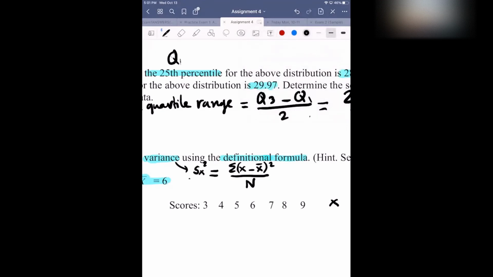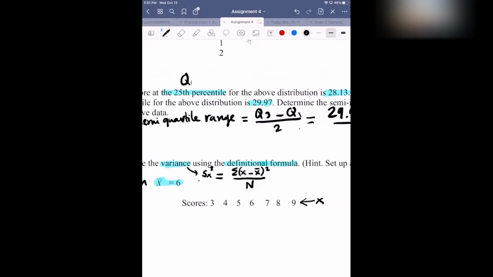All right, so the x in the formula is each of these x values, and the x bar is the mean. The mean you are given already. And what is n in this case? Everyone type in the chat for me, what is n?